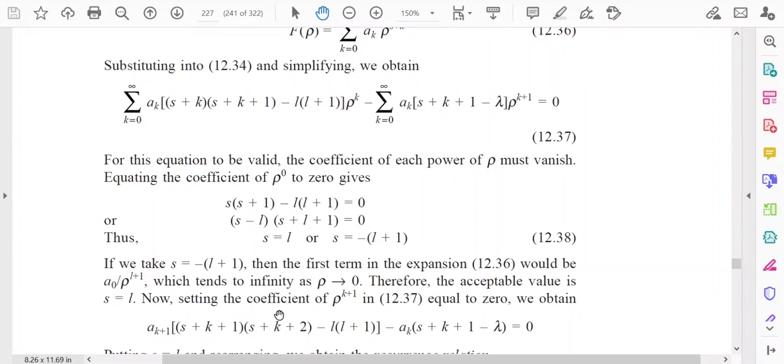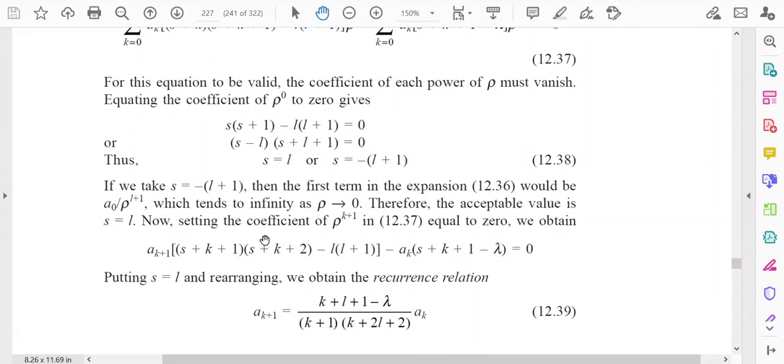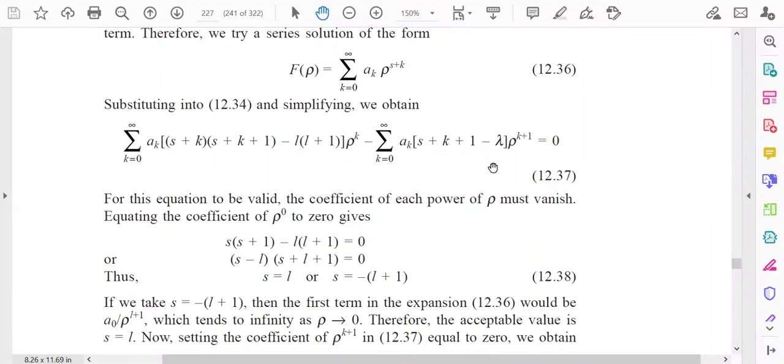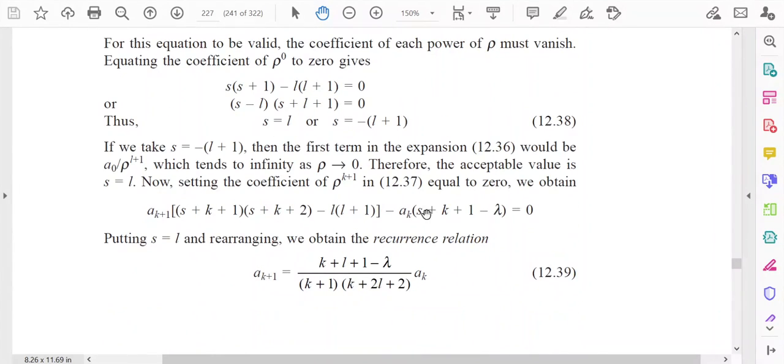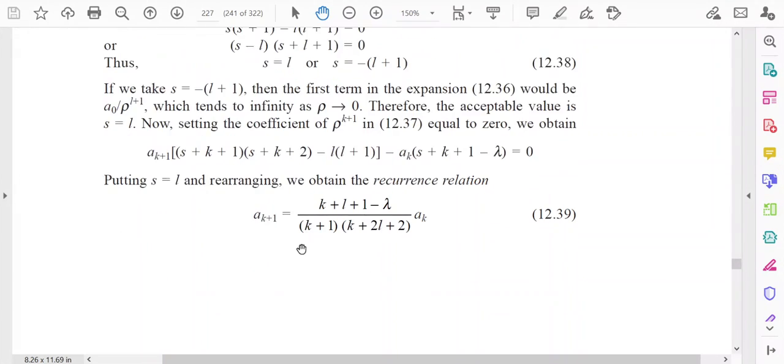Now setting the coefficient of rho to the power k plus 1 equal to 0 in this expression. So for rho to the power k plus 1, you have to set k is equal to k plus 1 in this coefficient, then you have to equate to 0 as per the rules of the series solution. So if you set the coefficient of rho to the power k plus 1 equal to 0, then we can obtain this equation. And from this equation we can obtain a recurrence relation putting the value of s equal to l, which was obtained earlier. So from this relation we can obtain a recurrence relation.